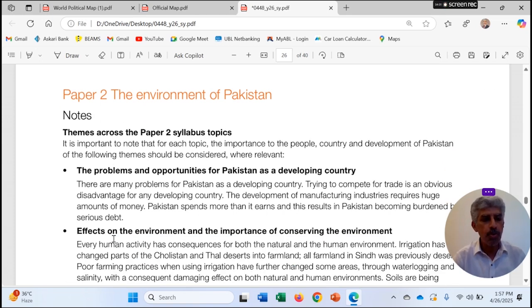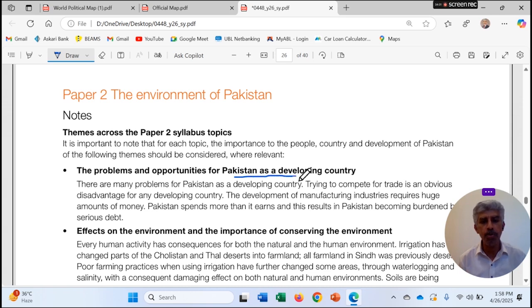We are supposed to work with certain themes in the paper, regarding what is actually happening in Pakistan in different aspects. Number one, the problems and opportunities for Pakistan as a developing country. So the first thing we are supposed to keep in mind is that we have to discuss the problems and opportunities.